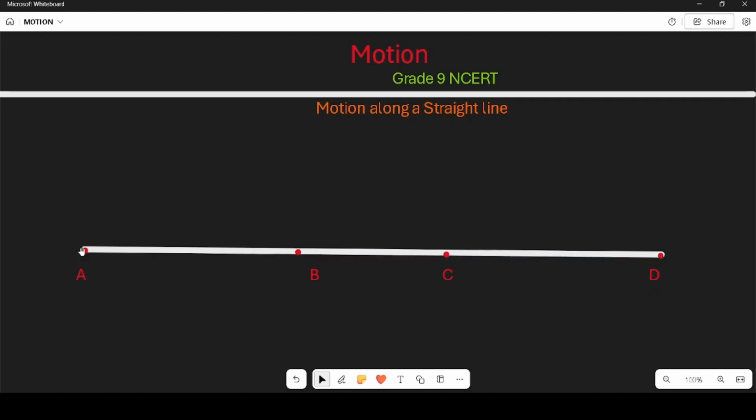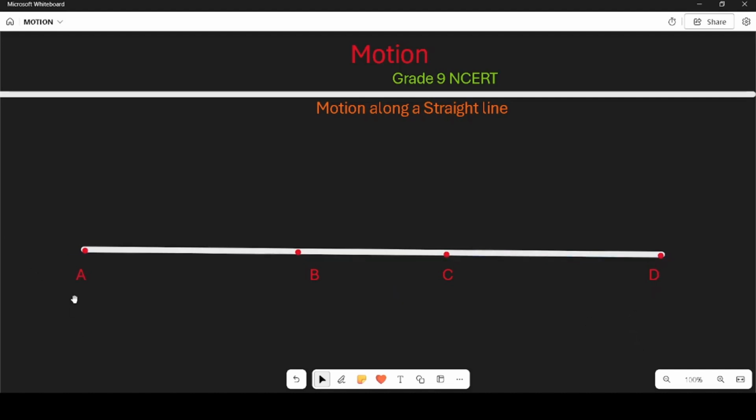So now let's say an object or a car starts from city A and reaches city D. Then the distance is AD. The displacement, which is the shortest distance between the starting point and the ending point, I have defined this in the overview. Please check it out. Since AD is the shortest distance between A and D, distance equals the displacement.